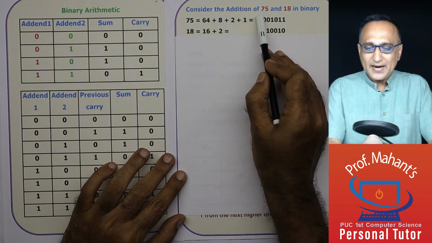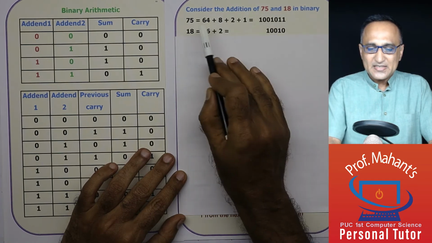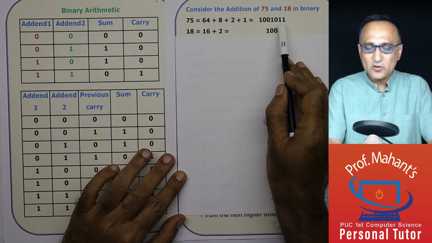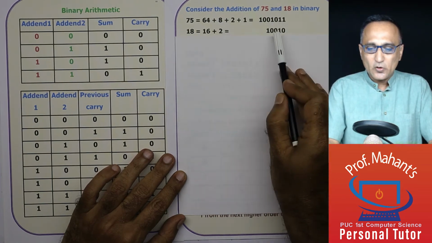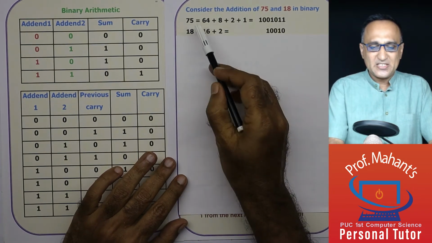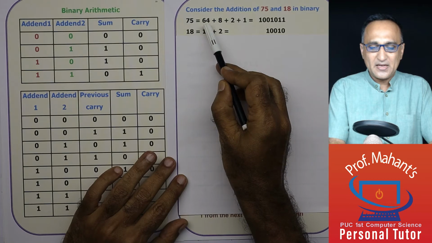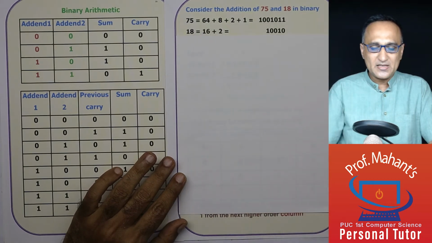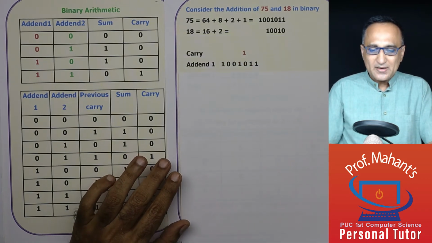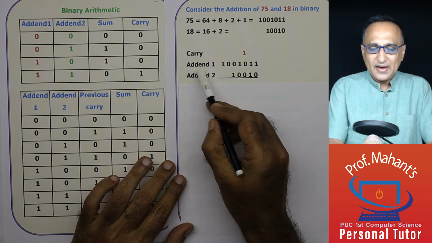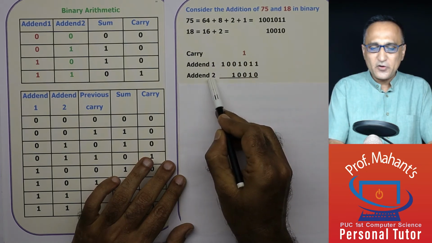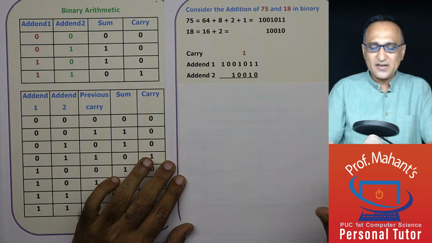Let us say you want to add 75 to 18. 75 in binary is going to be 1001011. 18 is going to look like 10010. It's actually very easy to convert numbers from decimal to binary. I'll show you a shortcut in one of these sessions. Now what I am doing here is representing addend 1, which is 75, here. Addend 2 is 18, which is represented here.